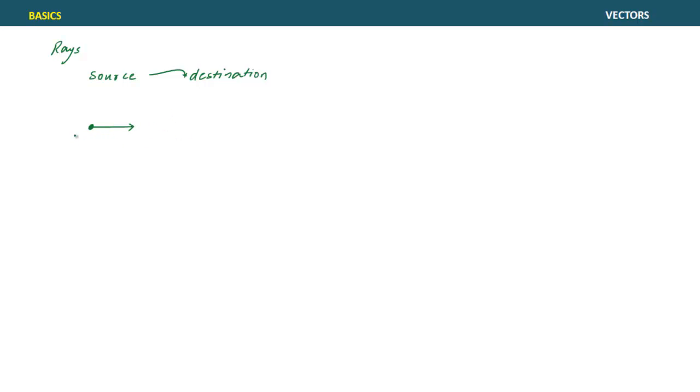This is called the tail, and this is called the head of the vector. Or, if you want, this is the initial point, or you can say the source, and this is the destination, whatever you want to say. Some people also call it not the destination but the terminal, where it ends.